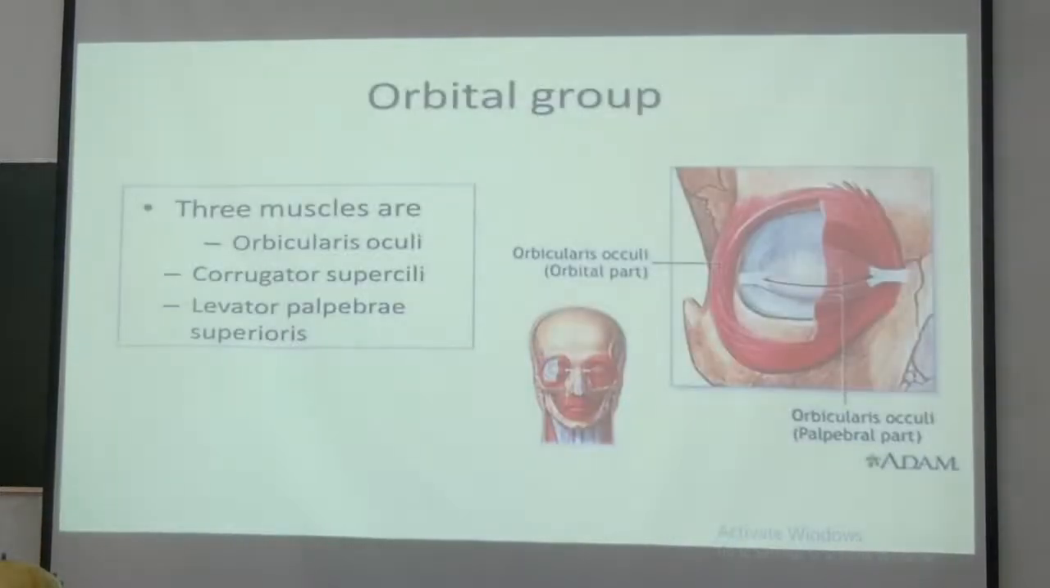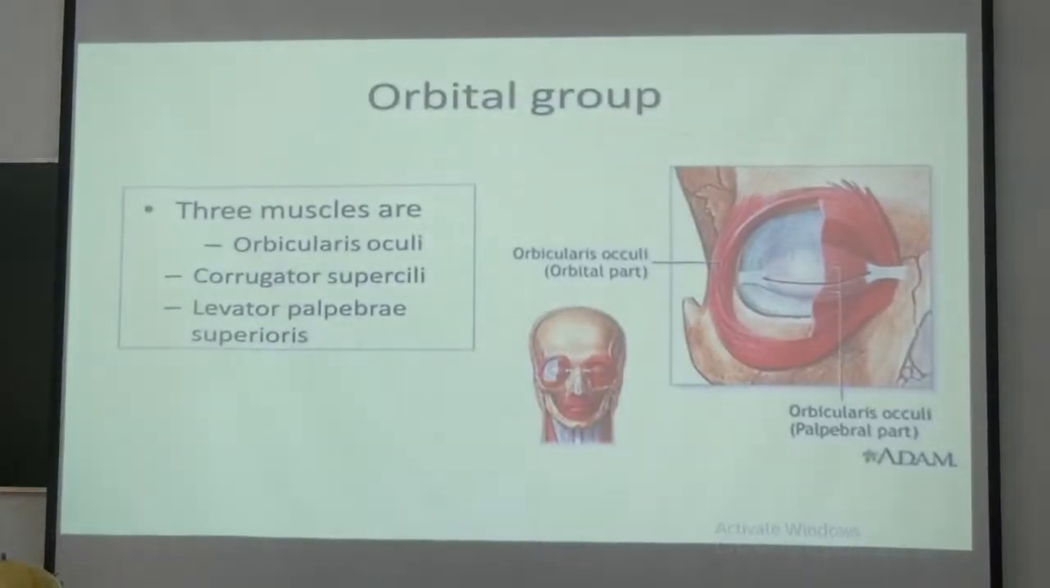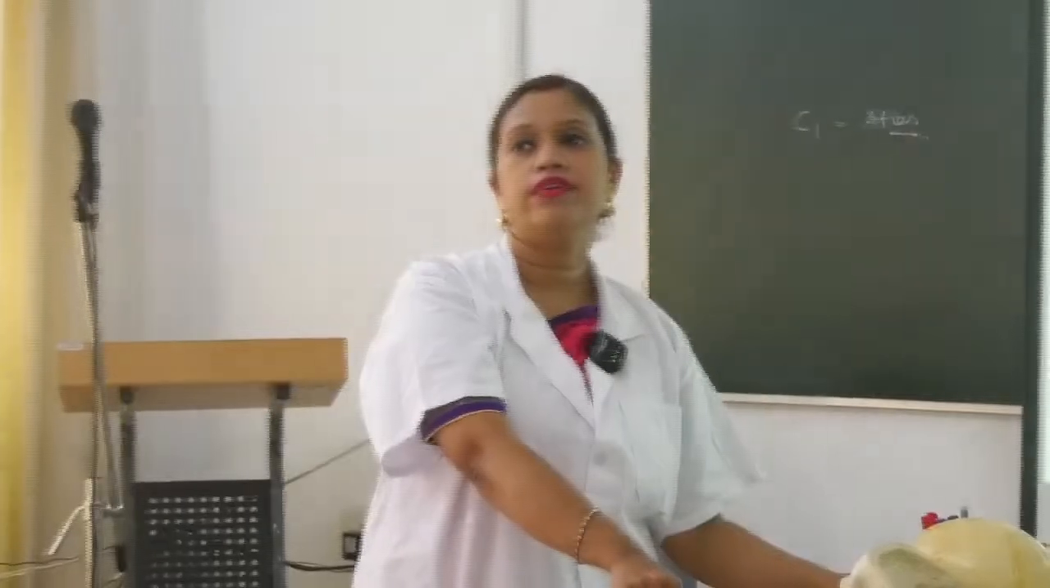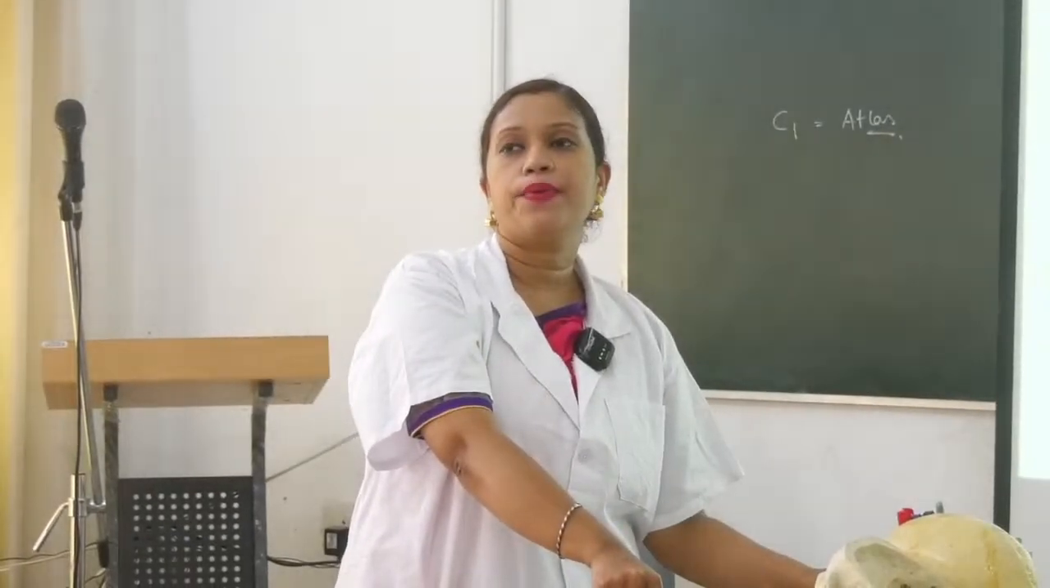Next is the orbital group. The first is orbicularis oculi, then corrugator supercilii, and levator palpebrae superioris. Among them, which is supplied by the oculomotor nerve? Write it down. That is levator palpebrae superioris.